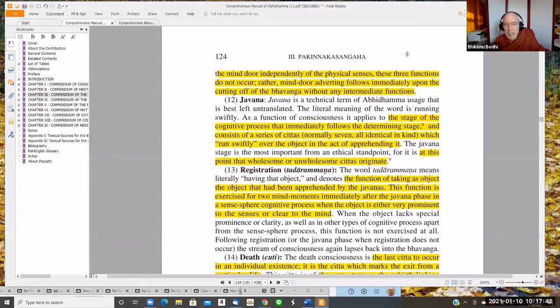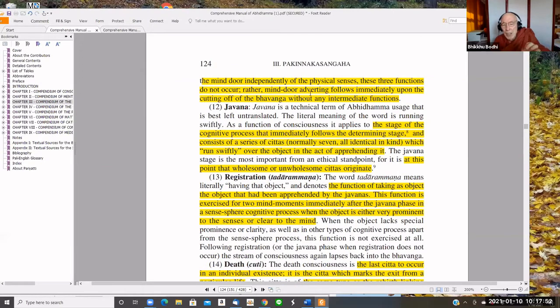Okay, then following either the determining consciousness in the case of a five sense door process, or the mind door adverting in the case of a mind door process, there occurs a phase usually consisting of seven cittas which is called javana. The word javana comes from the verb javati, which means to run. So javana is literally, it's running through, but it doesn't make sense in English. So I just use javana without translation.